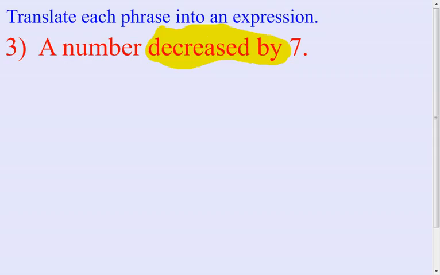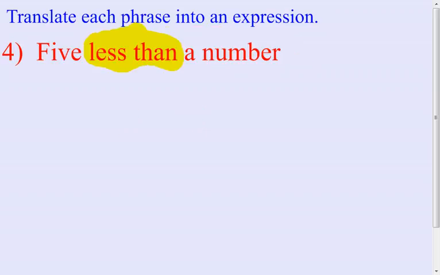All right, a number decreased by means you're going to subtract. So you have a number that you're going to decrease by, or subtract, 7. You can use any variable. You can use x, y, z, whatever you want. Draw a fish, it doesn't matter. But some number that you don't know, which you're going to represent as x, and then subtract 7.